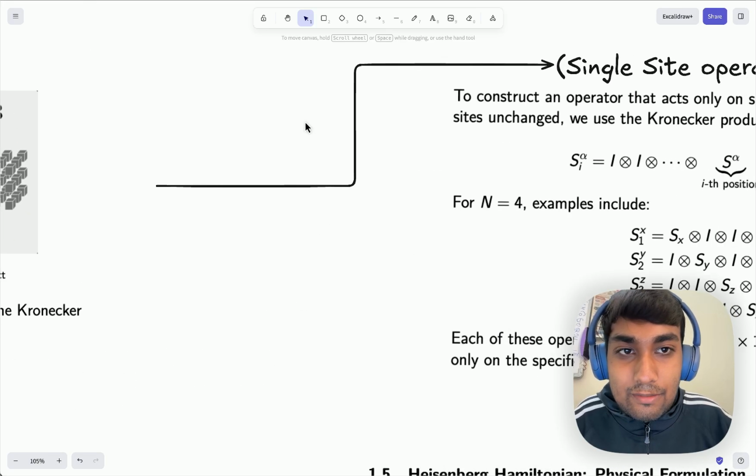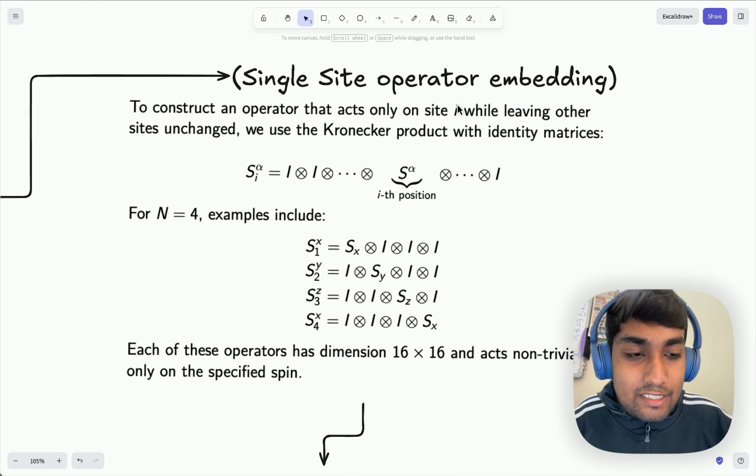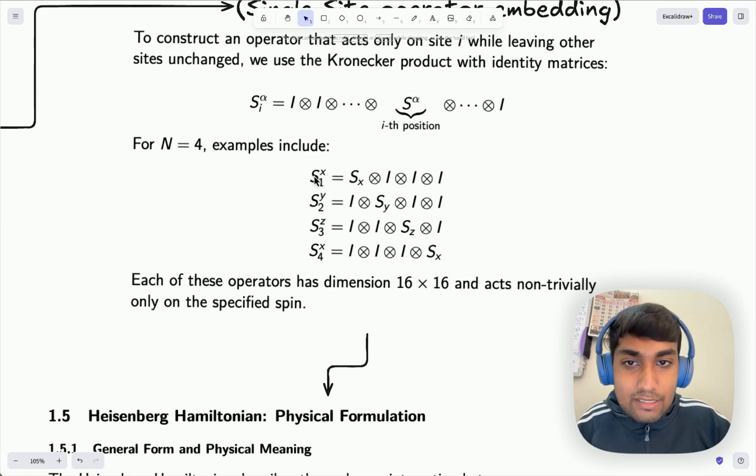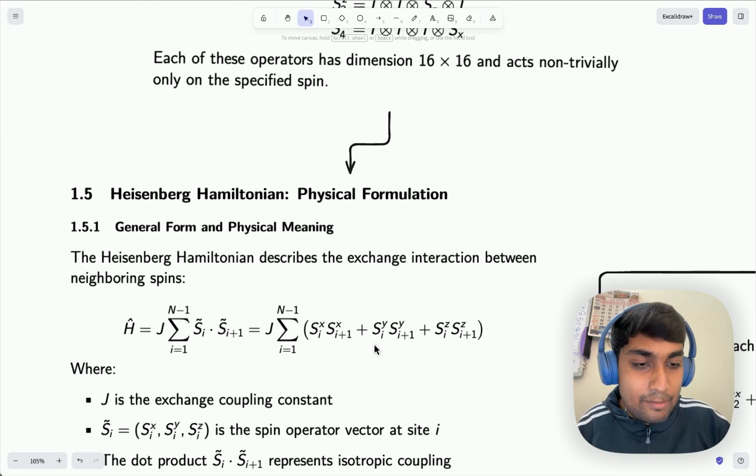Using this knowledge of the Kronecker product, we will define a single site operator. Basically, we have two indices here, i and alpha, and at the ith position we will keep the S alpha operator, and we will surround it by identity operators, all multiplied by the Kronecker product. Now we have defined all these operators, and using this knowledge, we will define our own Hamiltonian.